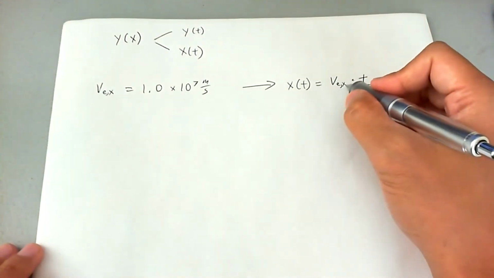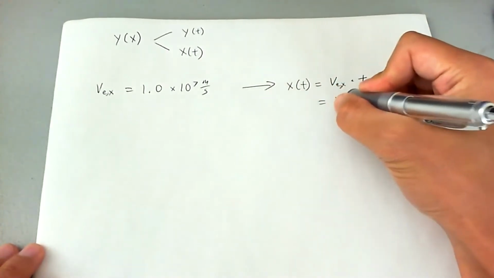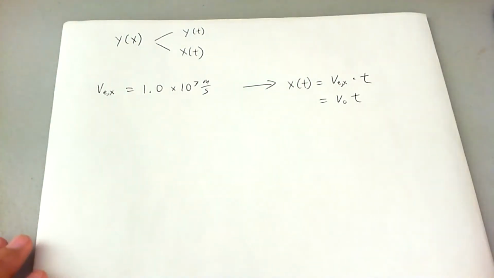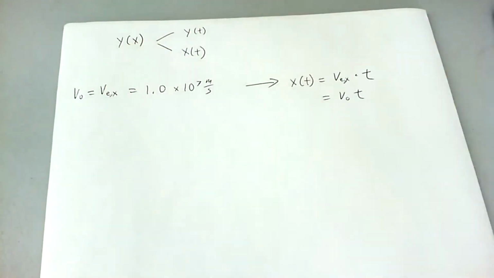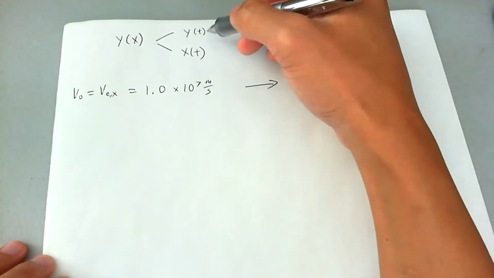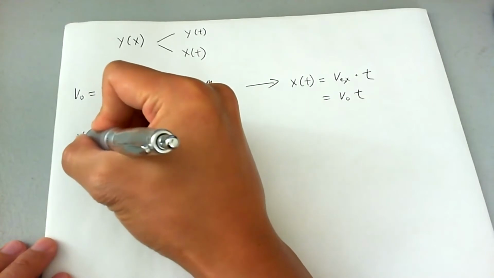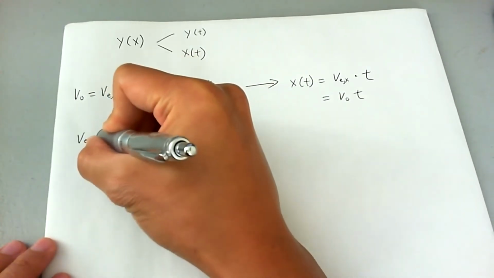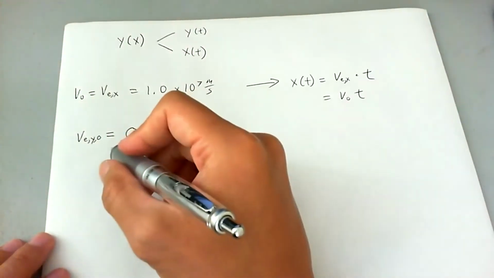Now, being consistent with the notation of the problem, we can just say that's going to be V naught times t. There's no need to make it too fancy and put in your own subscripts if you don't need to. Now what we need to do is find y of t. What we do know here is that the velocity of the electron in the y direction starts off at 0, and it undergoes an acceleration.